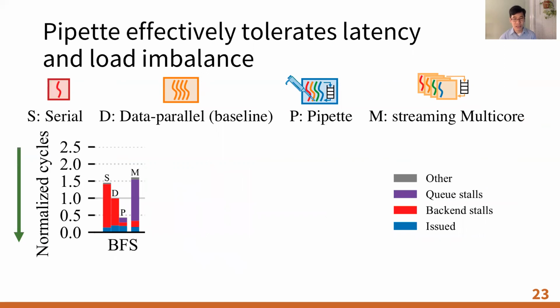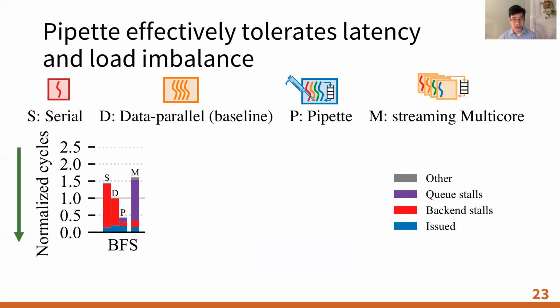To better understand these performance differences, I show how our evaluated systems spend their cycles, normalized to data parallel, first showing just BFS. Here, lower is better. These bars are divided into 4 sections. The bottom section, in blue, represents cycles spent issuing instructions and doing useful work. Above those, the red sections represent back-end stalls, such as waiting on memory accesses and out-of-order core structures becoming full. In Pipette and streaming multi-core, the purple section represents cycles spent waiting on queues that are full or empty.